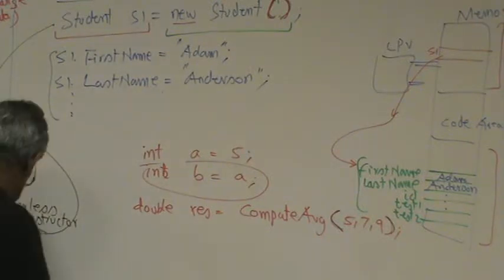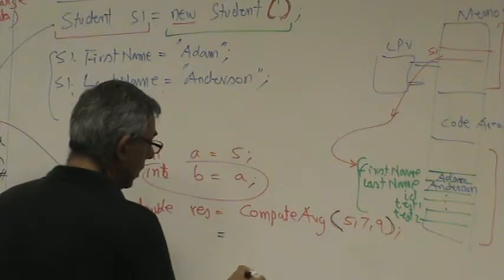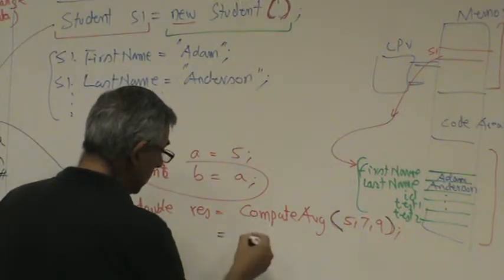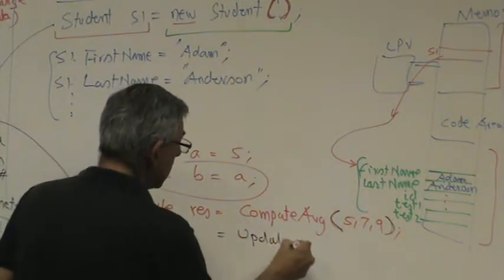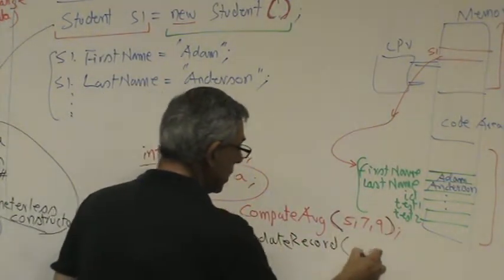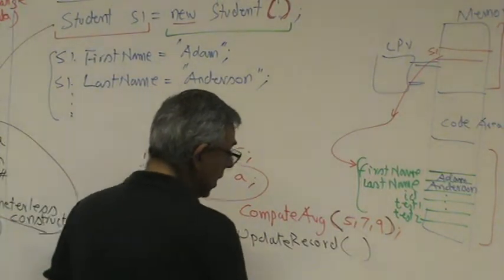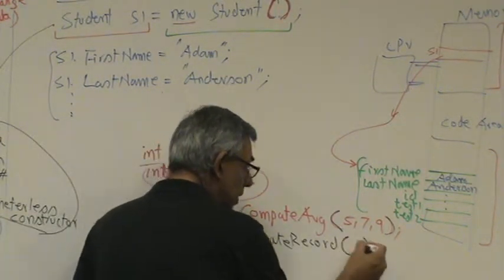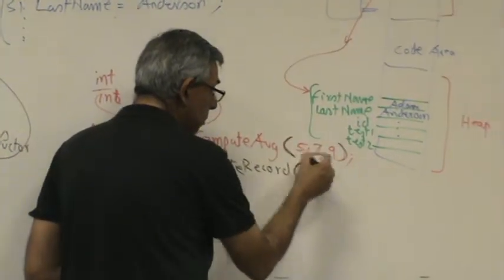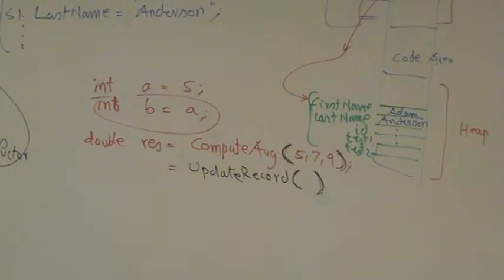So remember, anytime, what if the function does not do anything? For example, we wanted to do, let's say, update record in the database, or delete record, right? So anytime we put these parentheses, what does that mean? We are calling a function, right?